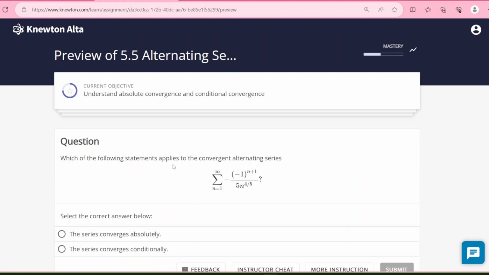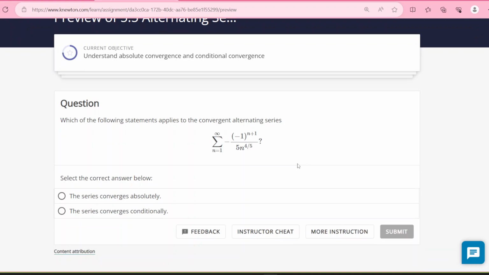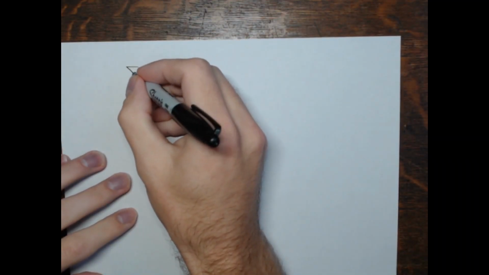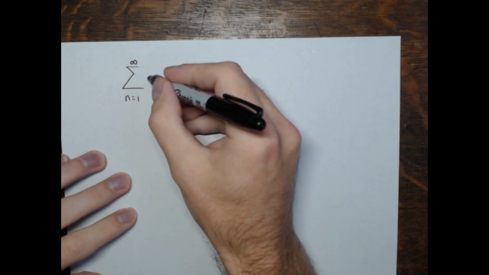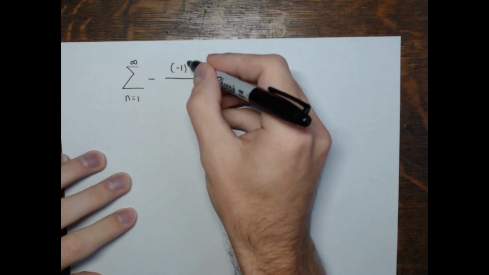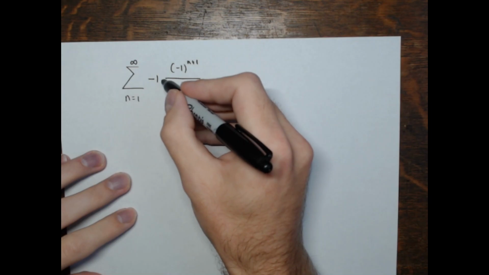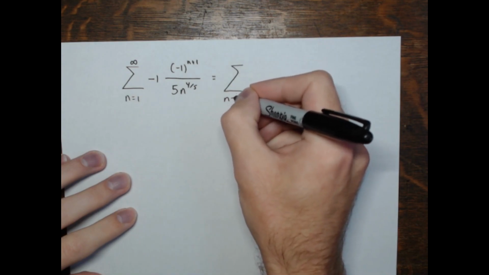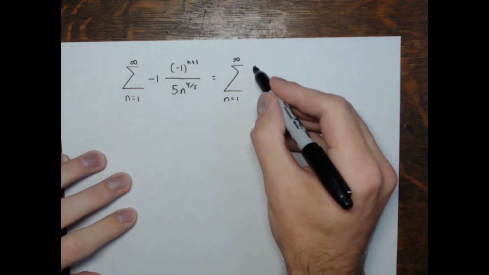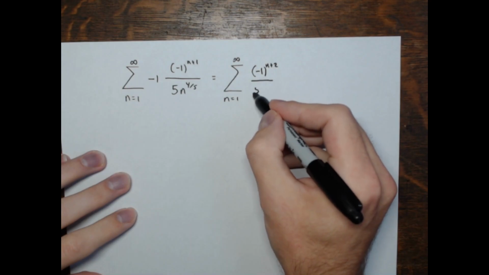Okay, which of the following statements applies to the convergent alternating series? All right, so they're telling us this converges. We could easily see that with our alternating series test as well, right? We're given this sum, n equals 1 to infinity. Now they have a minus sign here and then another -1 to the n plus 1 up here. This is like having another -1, this minus sign out front, and then 5 n to the 4/5 down here. So really I could put that -1 with the other -1. Now we could write this as -1 to the n plus 2 power, up here, and then over 5 n to the 4/5, right?